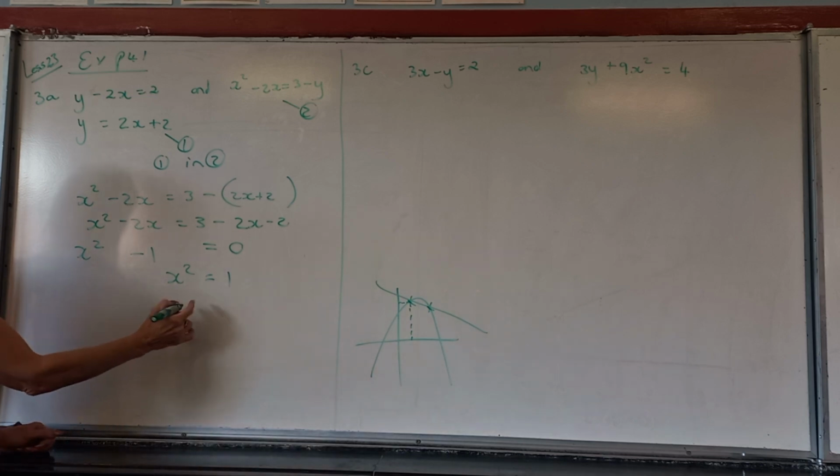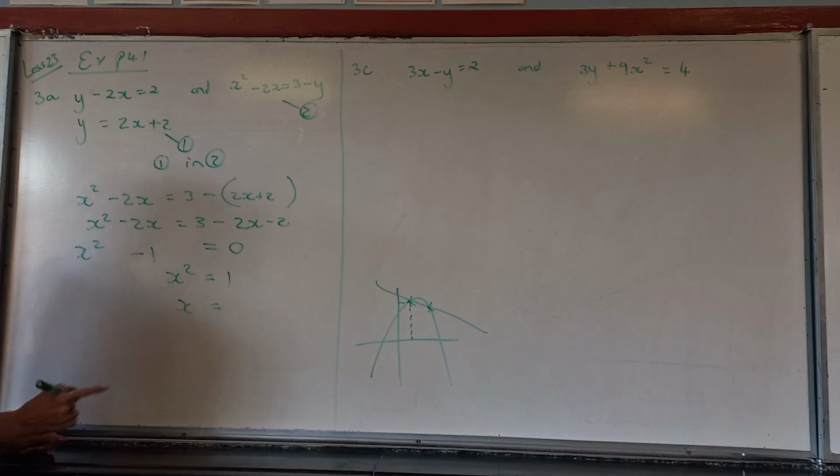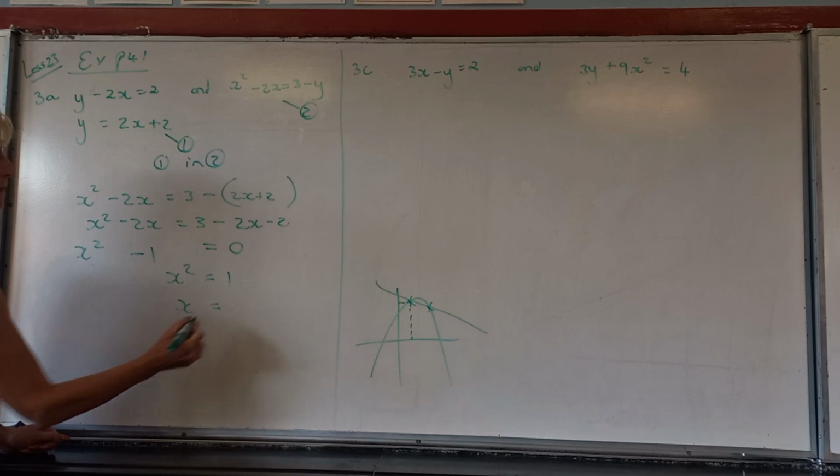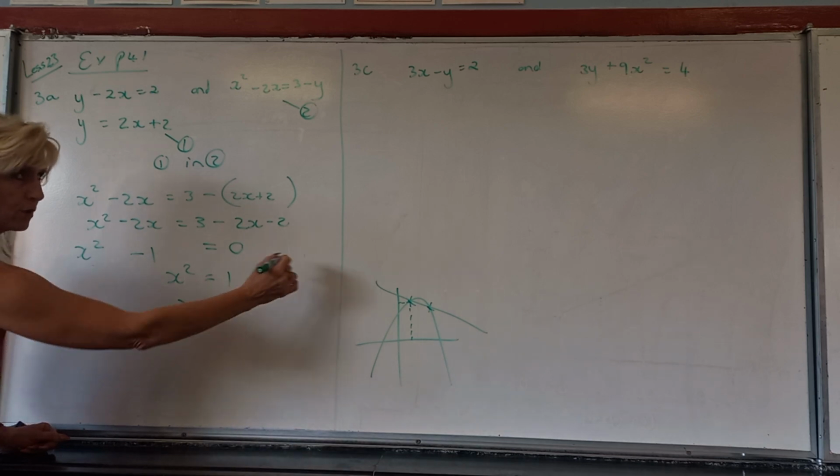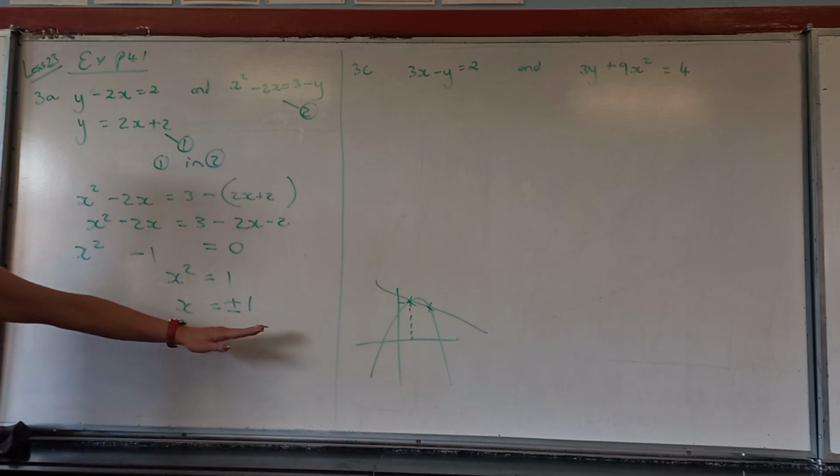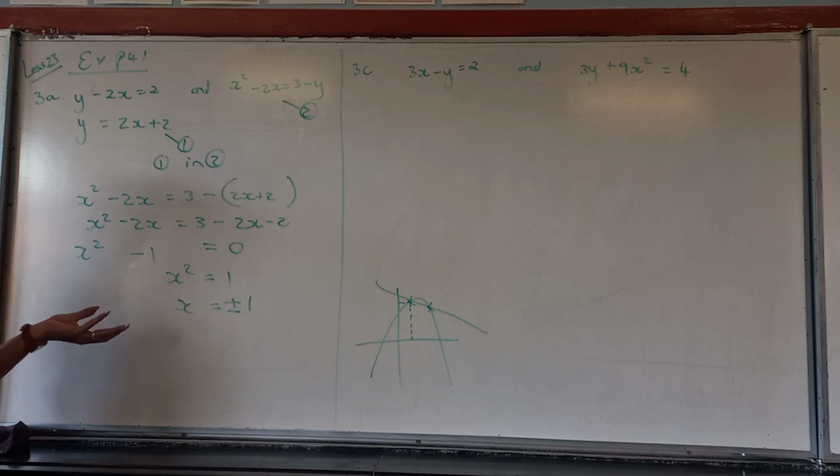How do I get that x alone? Square root, and then plus and minus rooting 1, and then you must write plus minus 1. Now the square root of 1 is 1. Now you still got the same answer as I just did with my factors.